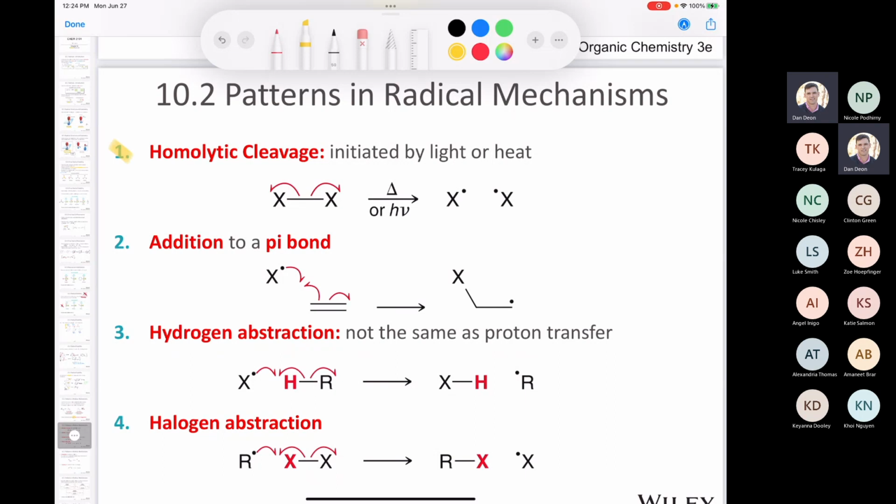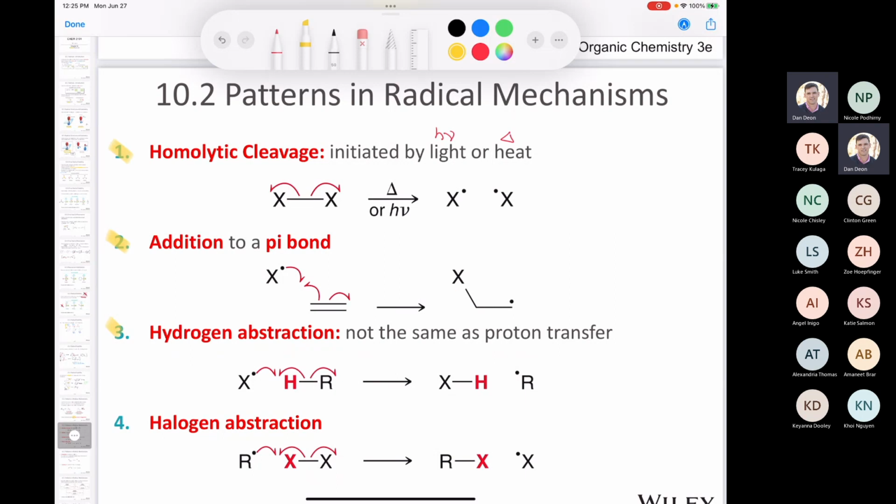And if you're thinking, isn't that what you showed me in the first slide? The answer is yes. Okay. Those are usually initiated by heat. And for heat, we use the little triangle symbol. And for light, we use the little h nu, because E is equal to h nu from Gen Chem 1. The next one is addition to a pi bond. If a radical comes in proximity to a pi bond, you can make a new sigma bond, and then you form a radical, so addition. The next one is hydrogen abstraction.